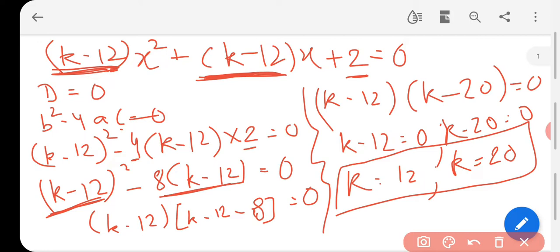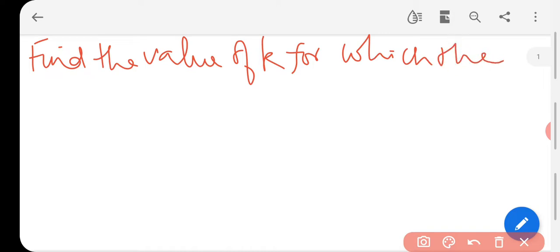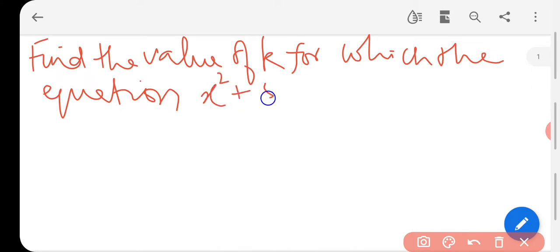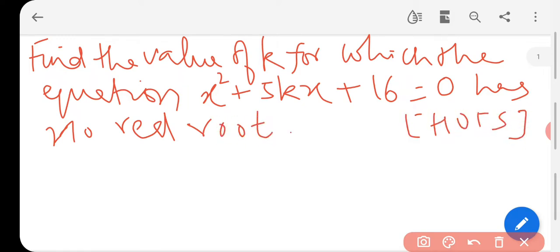Let us write down the question. Find the value of k for which the equation x square plus 5kx plus 16 is equal to 0 has no real root. ये क्वेश्चन है आपका हॉट्स, हायर ऑर्डर थिंकिंग स्किल्स, हॉट्स.